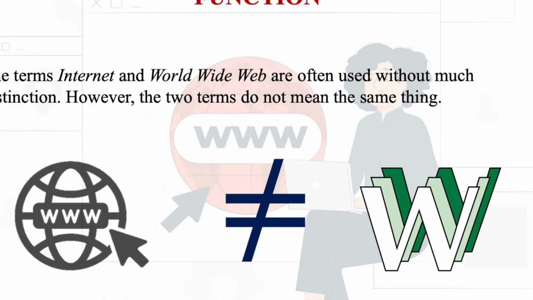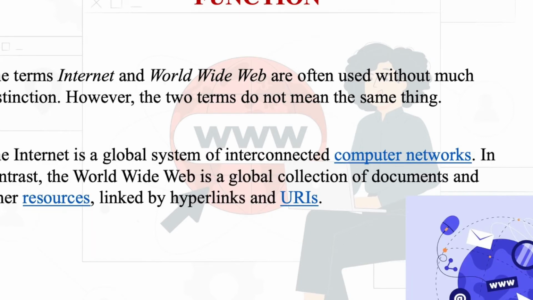And now let us see the functions of the World Wide Web. The terms internet and the World Wide Web are often used without much distinction. However, the two terms do not mean the same thing. The internet is a global system of interconnected computer networks. In contrast, the World Wide Web is a global collection of documents and other resources linked by hyperlinks and URIs.